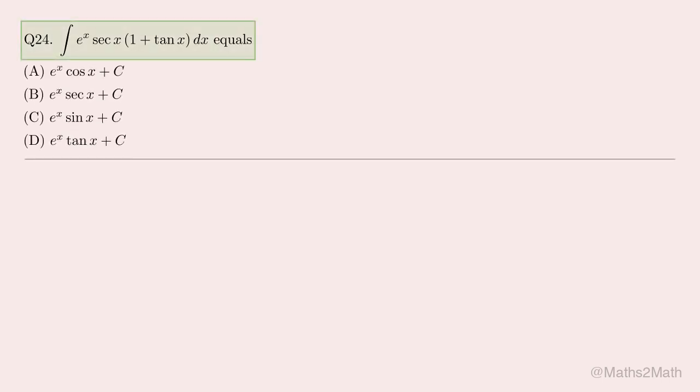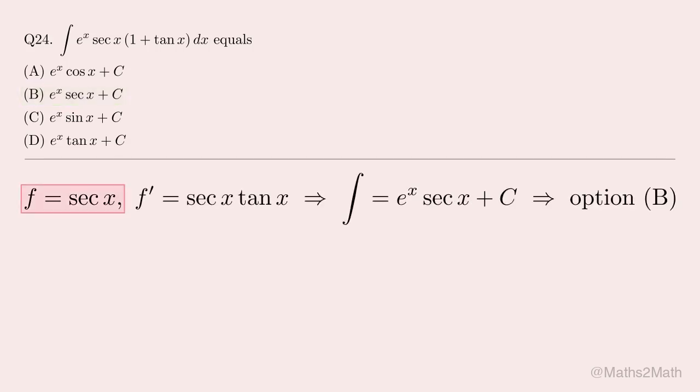Question 24, the final one, multiple choice. Distribute the secant. Secant plus secant tangent, f plus f prime. With f as secant x, f prime is secant tangent. The pattern gives e to the x secant x. Option B.